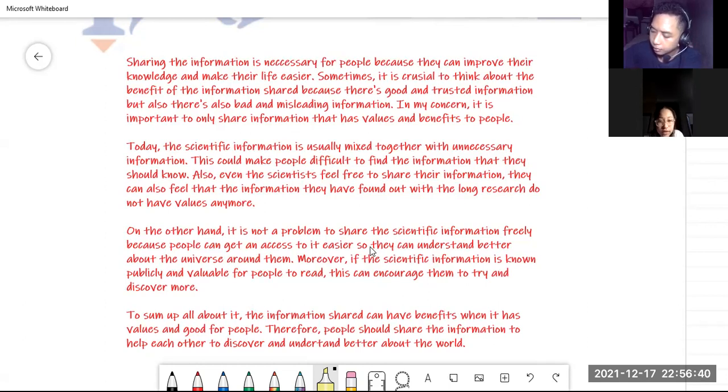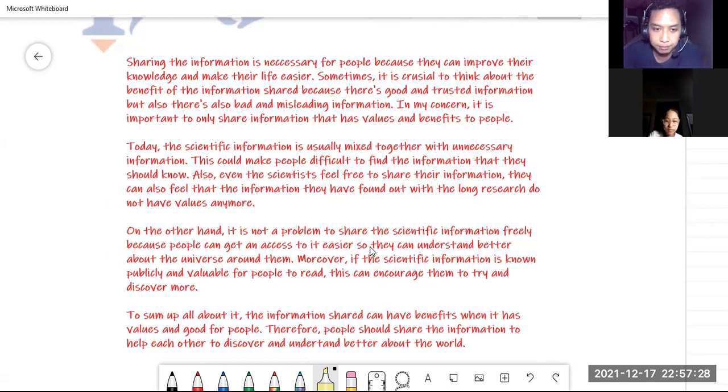On the other hand, it is not a problem to share the scientific information freely because people can get an access to it easier so they can understand better about the universe around them. Moreover, if the scientist information is now known publicly and valuable for people to read, this can encourage them to try and discover more. To sum up all about this, the information can have benefit when it has values and good for people. Therefore, people should share the information to help each other to discover and understand better about the world. Okay, very good.